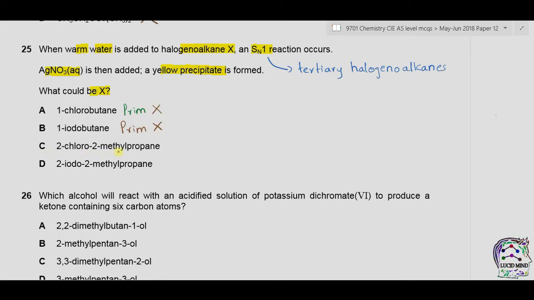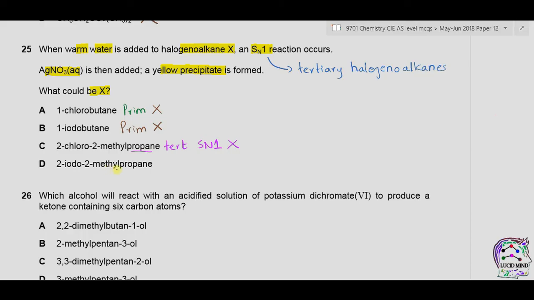In part C, we have 2-chloro-2-methylpropane. In the long chain we have 3 carbon atoms as it is propane. On the second carbon we have chloro, and on the second carbon we also have a methyl group. Now as we can see, the carbon atom attached with chlorine is attached to 3 carbon atoms directly, so this is a tertiary halogenoalkane. So this will follow the SN1 mechanism. And the precipitate formed with silver nitrate is silver chloride. Now AgCl is white in color, while in the question a yellow precipitate is formed, so therefore C is incorrect.